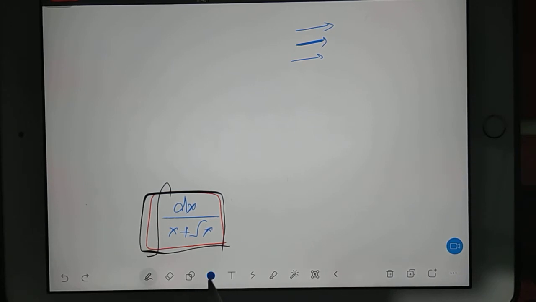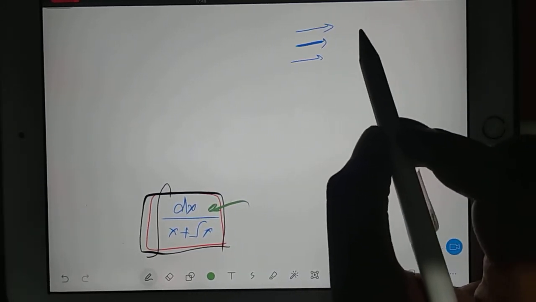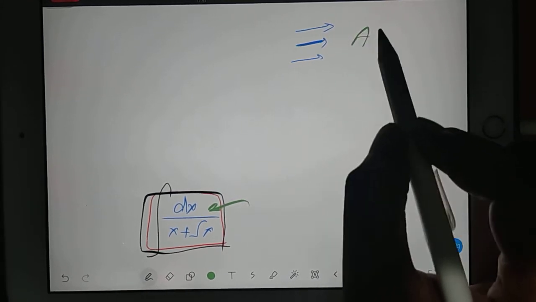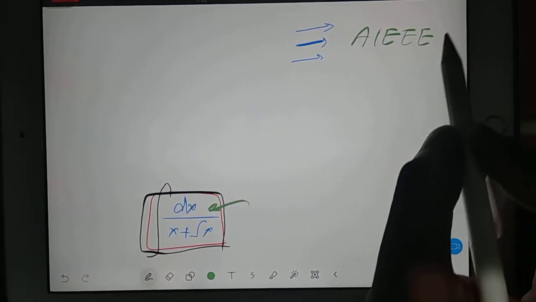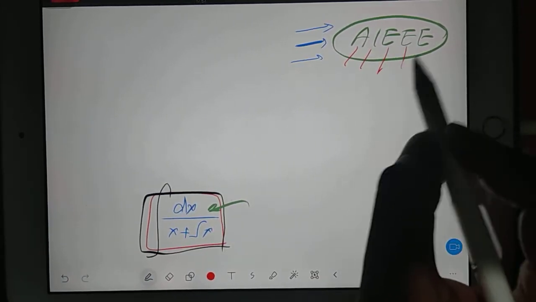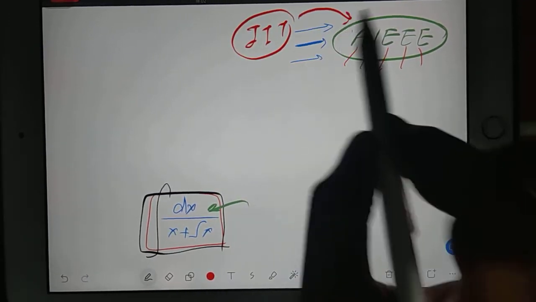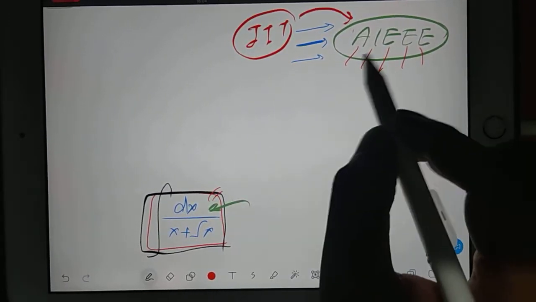So see, I'll explain this question. I remember this question. There was a time when India used to organize the AIEEE exam. So this was my time. The All India Engineering Entrance Exam. Okay, that time IIT was different and this exam was lower than IIT. So this question they asked in AIEEE.